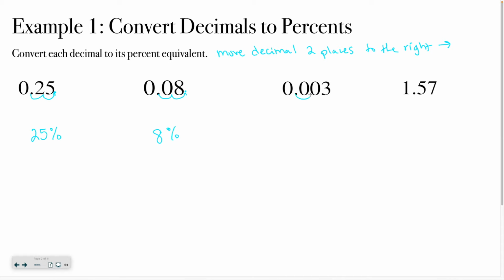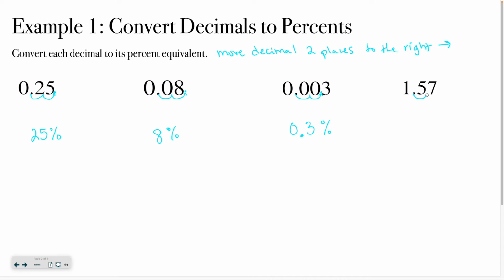I'm going to move it 1, 2. Now I see that the decimal comes right before the 3, so I would have 0.3%, and I like to put a 0 there just to draw attention to the decimal point. That's kind of a good practice to get into.